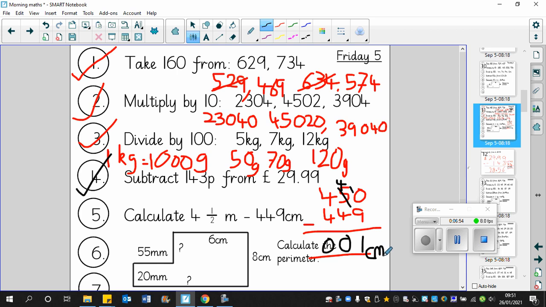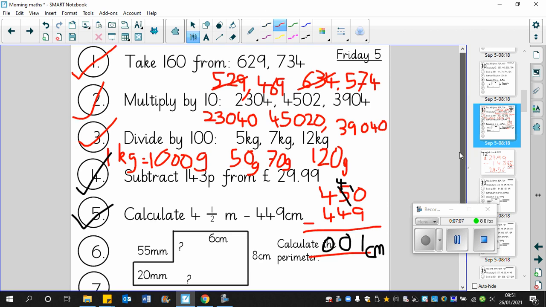centimeter, because 4.5 meters is only one more centimeter than that one. So that's why it's interesting. Right, so that's question number 5 done. Go back to red. Now, question number 6.